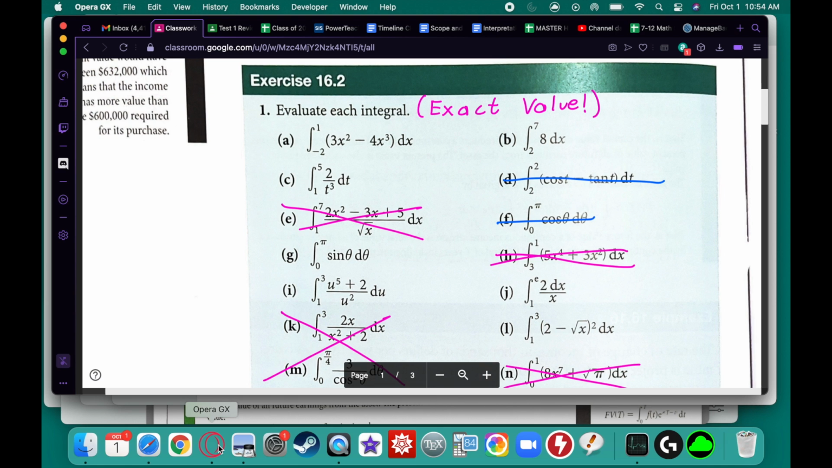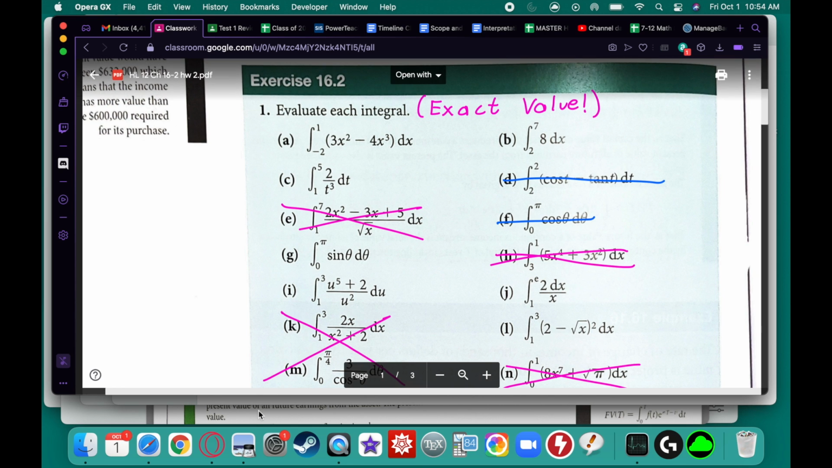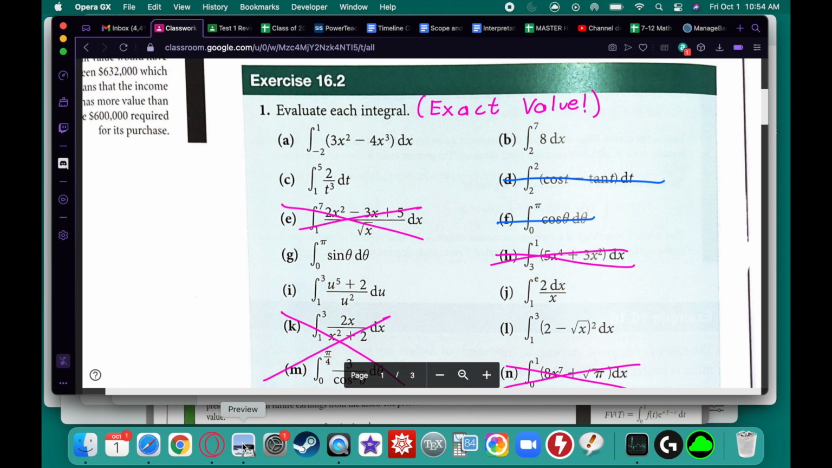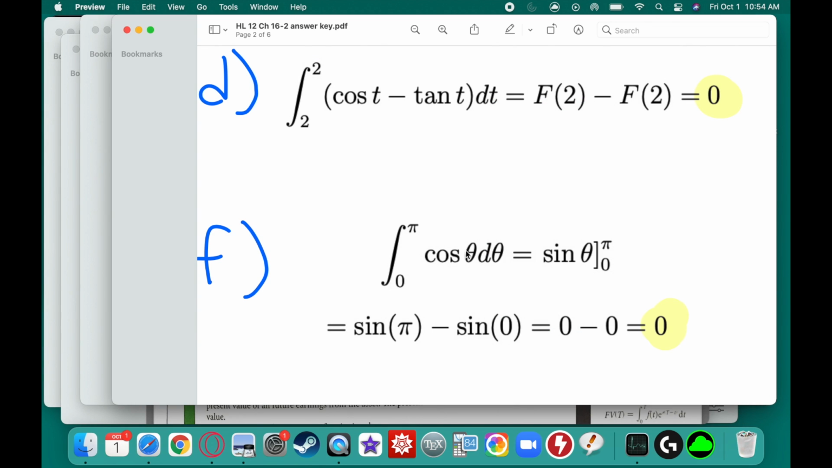So that's fine. What about this one? Let's do f, the integral from 0 to pi of cosine of theta d theta. All of these in the first section here, number 1, are meant to be one-step processes, supposed to be super easy, nothing too crazy. So with this one, the integral of cosine is just sine of theta. And we evaluate it at pi and 0. By the way, this right brace is a shorthand way of saying, evaluate it at the upper bound and evaluate it at the lower bound.